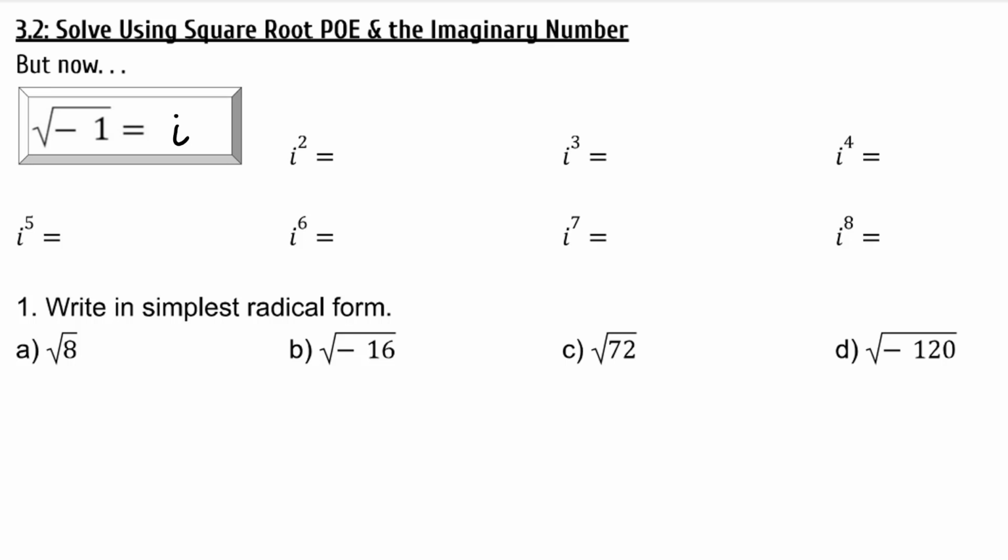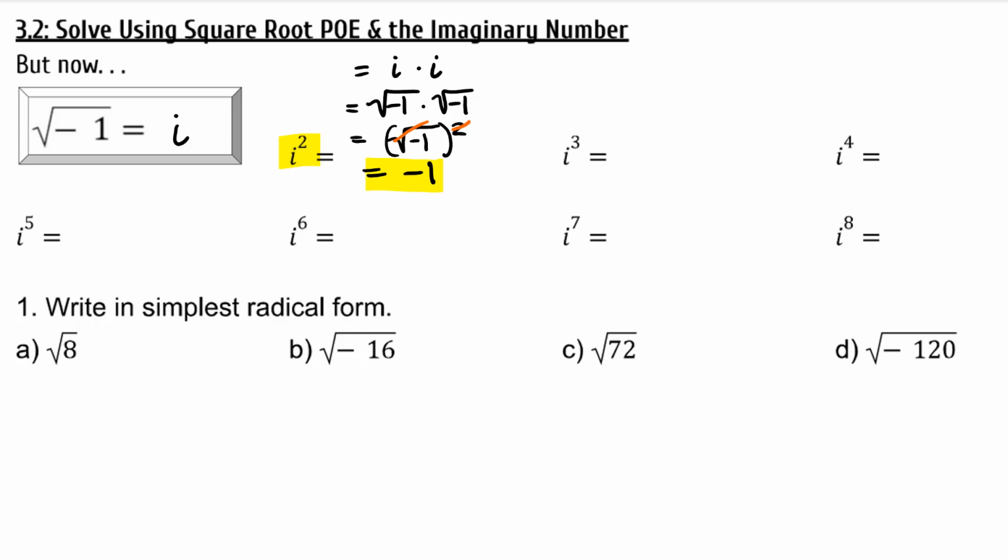i squared would be i times i, so square root of -1 times square root of -1. That could just be written as the square root of -1, squared. Because a square root and a square are inverse operations, they undo one another and we are left with the radicand, the number under the radical. So i squared is -1.